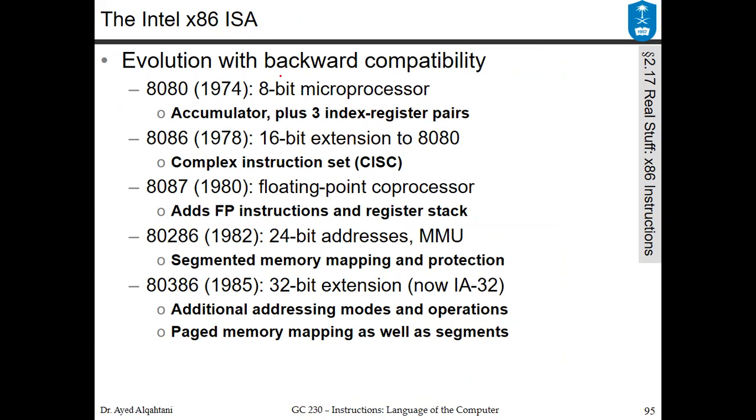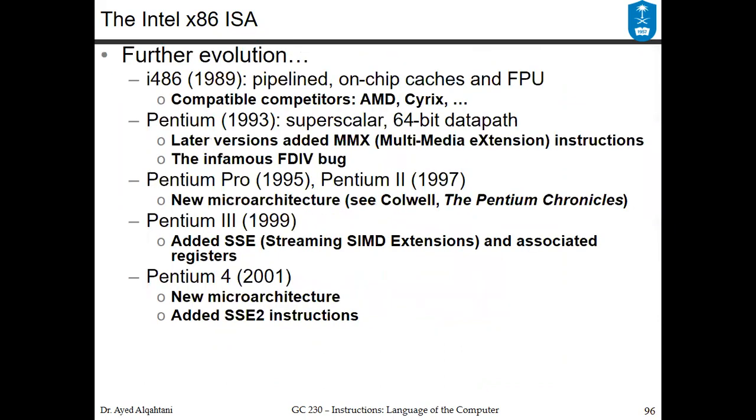It has evolution, so this is a little bit of history. It started with 8080, and then 8086, and then 8087, and then 80286, 80386, and so on. And you see the dates. At the beginning, it was an 8-bit processor, then a 16-bit processor, and then you added the floating point co-processor in 1980, and then the 24-bit addresses with the MMU and the 32-bit extension. And you can read the details for that.